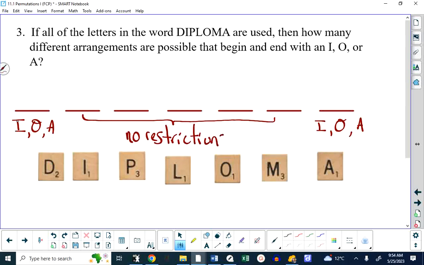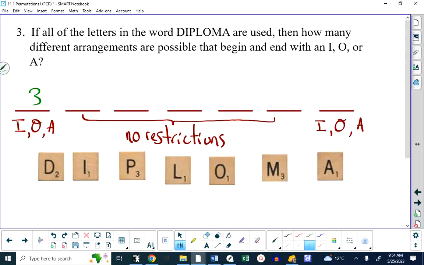So what I've got are 1, 2, 3, 4, 5, 6, 7 blanks because I have 7 letters. And again, I am arranging them. So if I end up putting an O in a particular place, I can't put an O in a different place. We do the restrictions first. I'm going to put the number 3 here because I have 3 things in my list that I need to choose one from.